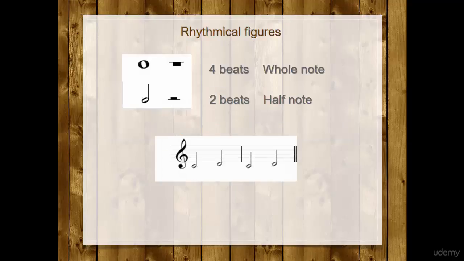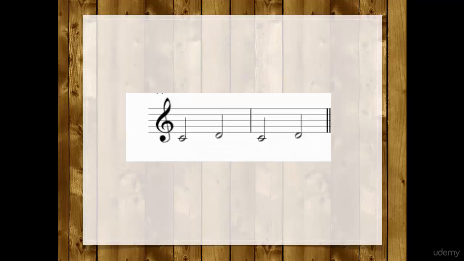Now, the next rhythmical figure is the half note. If I have these half notes, I must hold the note 2 beats. For example, I'm going to play these notes again, C, D, C, D, but I'm going to hold them only 2 beats each. 1, 2, 1, 2, 1, 2, 1, 2. Half notes, I'm sorry, not whole notes.